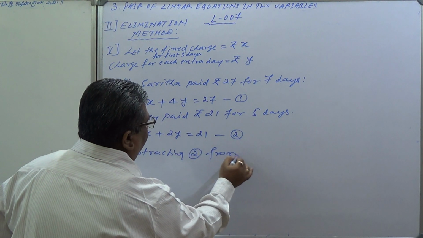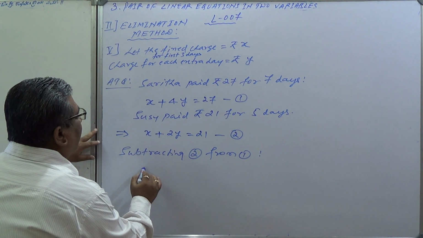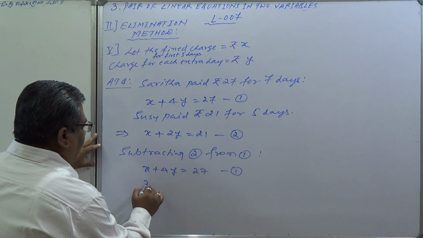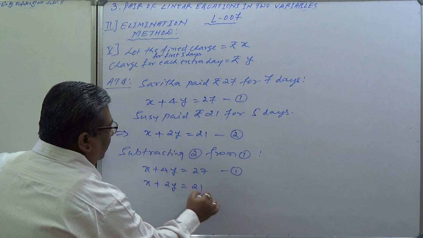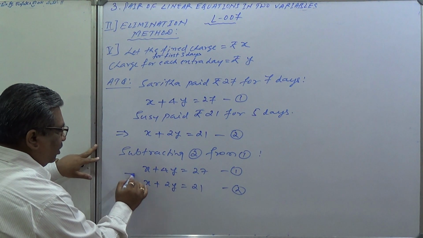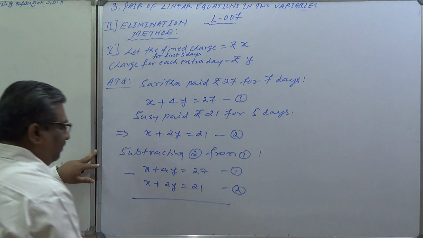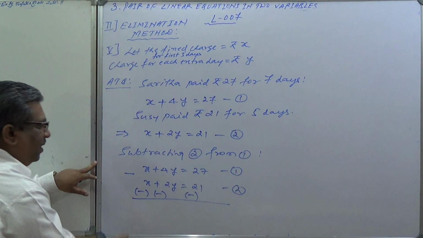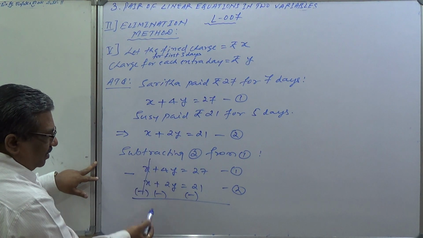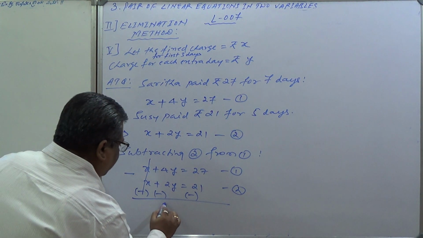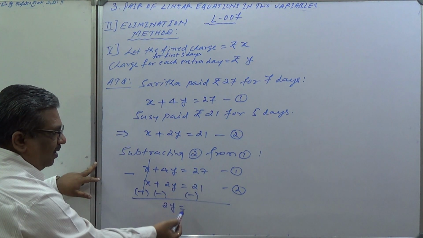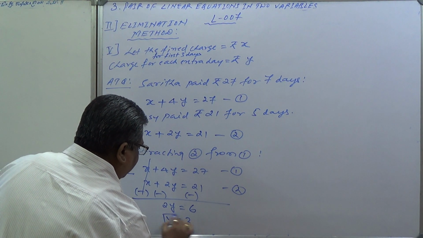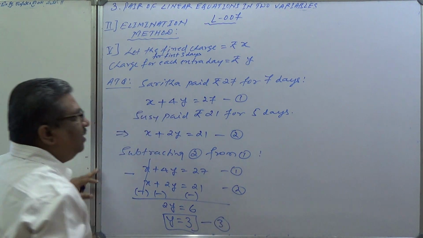So let's do that. Subtracting 2 from 1, what do you get? X plus 4Y equals 27, equation 1. X plus 2Y equals 21, equation 2. Subtraction, show the sign here. Give some space. X is positive, therefore negative, negative, negative. X minus X cancels. 4Y minus 2Y, 2Y. 27 minus 21, 6. Therefore, Y is equal to 3. Tag it as 3.